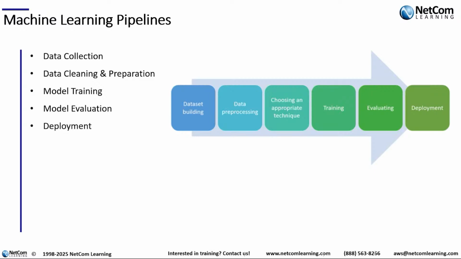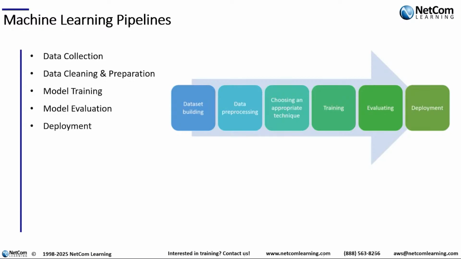Raw data usually contains noise, missing values, or irrelevant features. So this step involves removing duplicates, filling in missing values, converting formats, and scaling features. We can also split the data set into training, validation, and test sets to ensure that the model can generalize well. So after we collect the data, we're then going to clean it and prepare it.